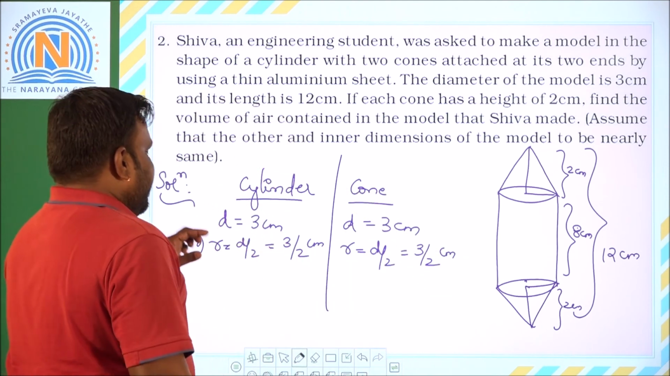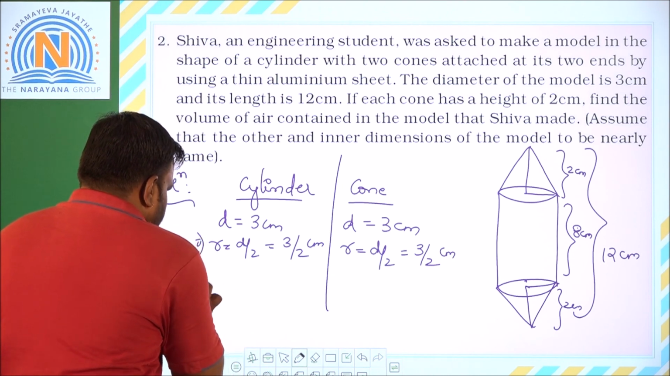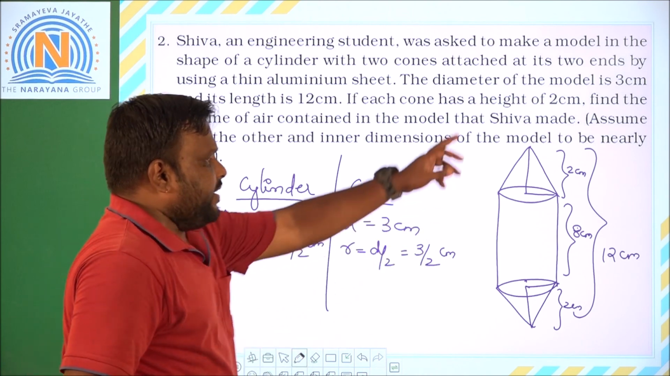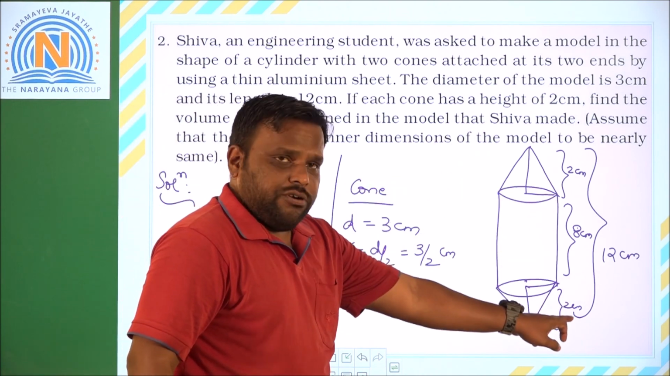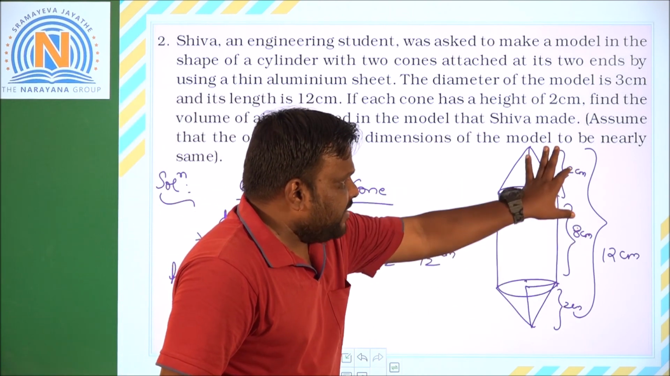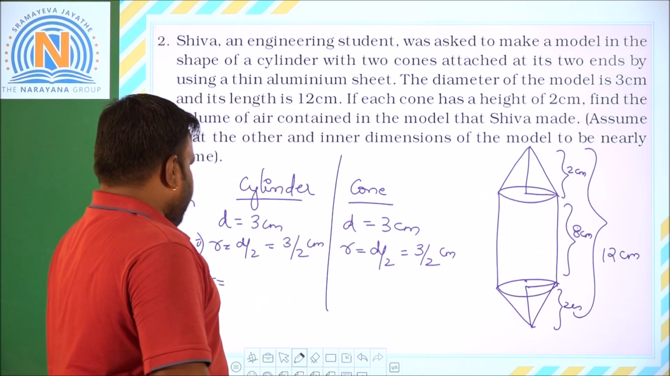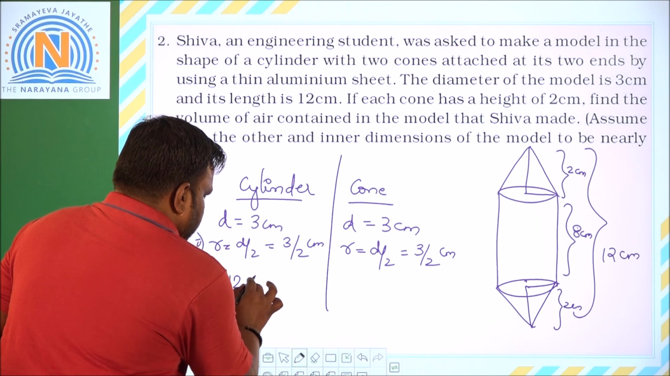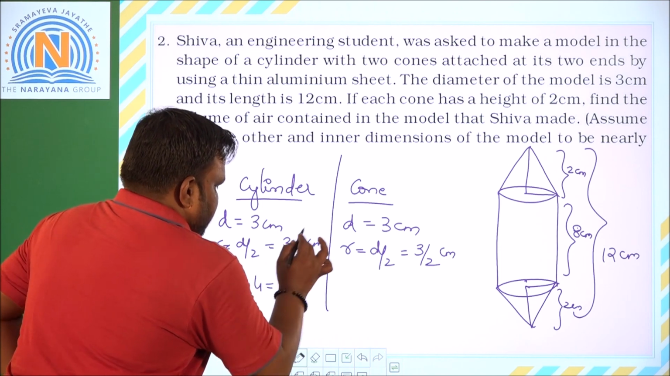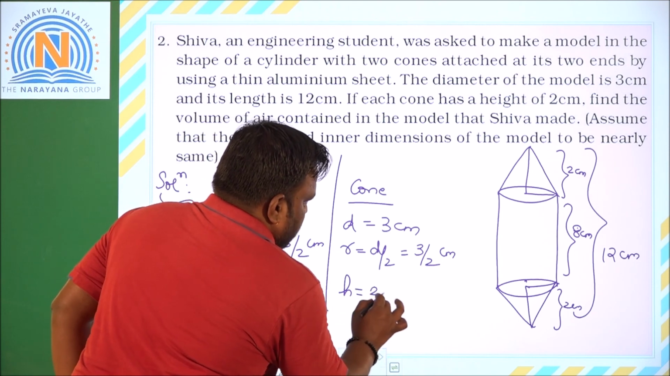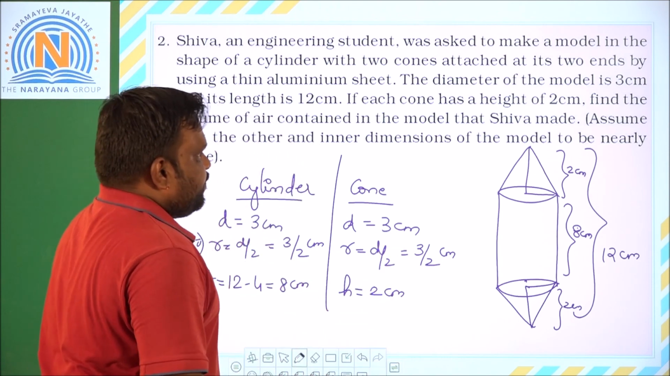Now in the cylindrical part, height is equal to, for the cylindrical part, the overall model height is 12. Here we are having two cones, right? So when you subtract the heights of these two cones, 12 minus 2 plus 2, that is 4. So 12 minus 4 is 8. So it will be 12 minus 4, that is equal to 8 centimeters. This is the height of the cylinder. And height of the cone, h is equal to 2 centimeters, already we have.